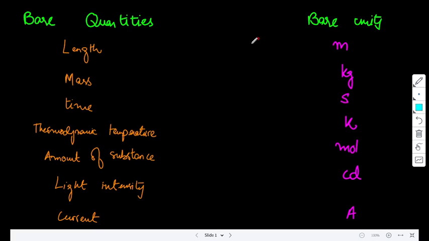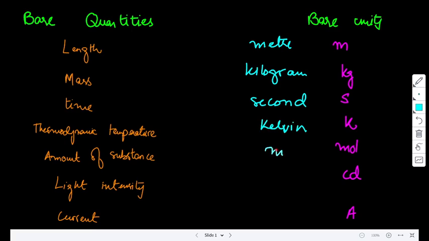Let me write it down. This is meter. This is kilogram. This is second. Now each of these base units has a very strong origin behind them. Kelvin. This is mole. The unit is mole and the pronunciation is mole. This is candela. This is ampere. Now let's move on to the significance of these units.